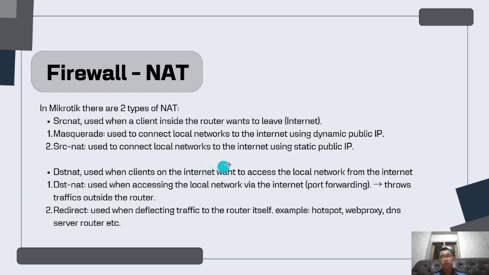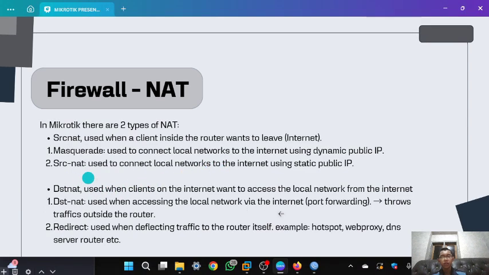using static public IP. So the difference of these two is, Masquerade you can use if the ISP supports DHCP server, so you can get the dynamic IP. But the source NAT you can use if the ISP doesn't support DHCP server, so you get the IP by static. And the Masquerade uses a random IP, and the source NAT is more specific.